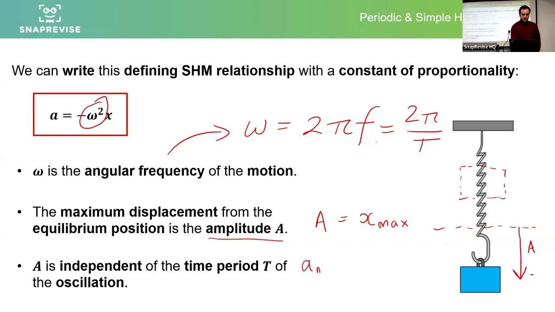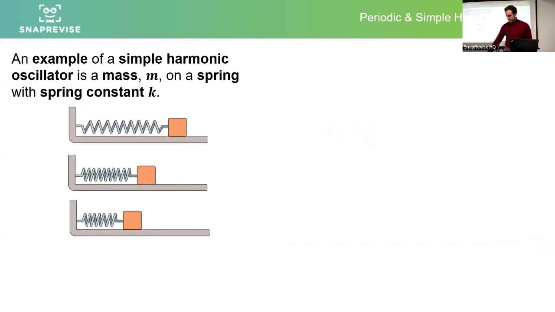Okay, so at some point, we will get the situation where the maximum acceleration we can get, if we look at this equation back up here, is minus omega squared times the maximum displacement, which we've defined as A, our amplitude. Okay, I promise, we'll bring all these concepts together in just a moment.